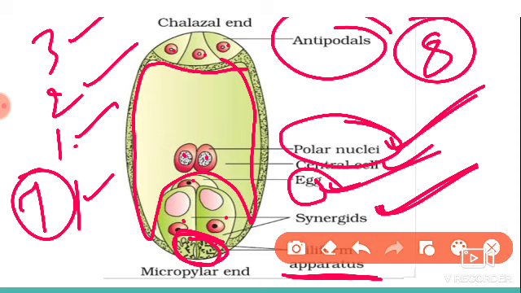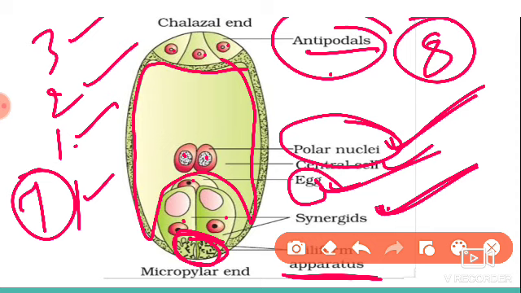This is the arrangement. Please remember the function of the antipodal cells: they mainly nourish the embryo sac. Then the synergid cells will guide the pollen tube for fertilization. Please remember, these are important. In the middle we can find the polar nuclei. In double fertilization we'll study how they are fertilized. But here they have given only the structure of the female gametophyte.